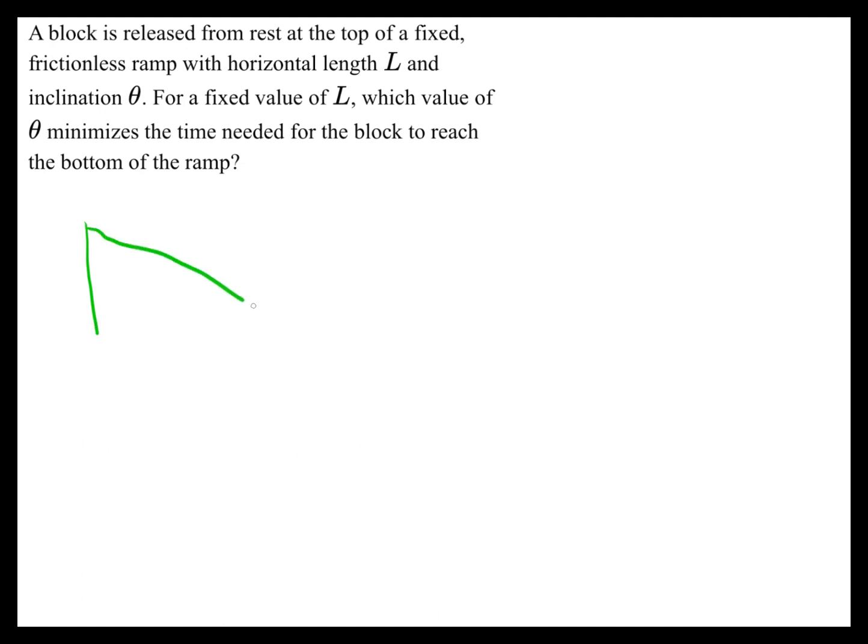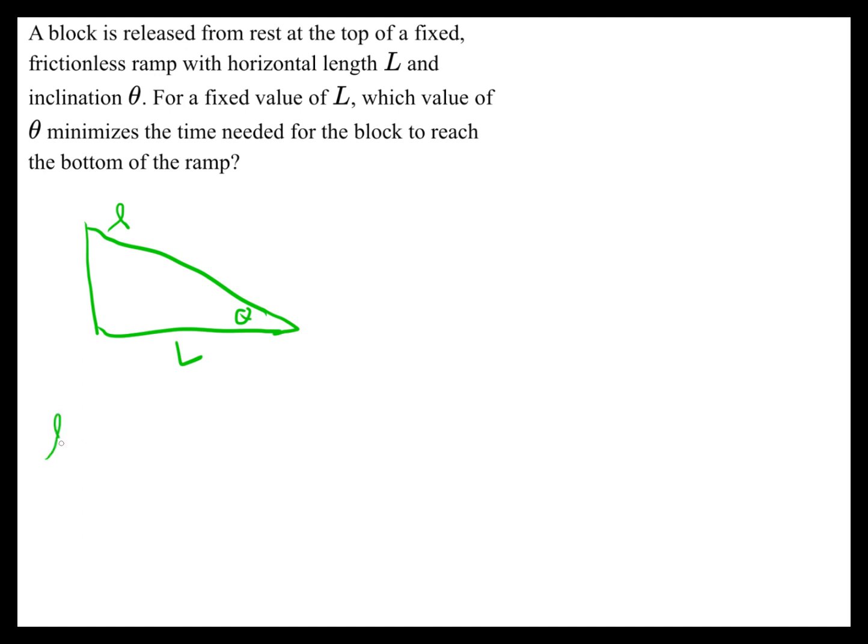So here we're going to have the incline, and here's how it would probably look. The inclination is theta, and the horizontal length is L. So we know the horizontal length, but we don't know the total length. Let's call this total length lowercase l.